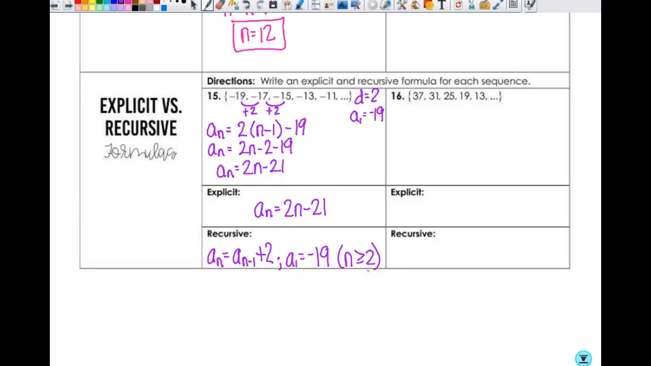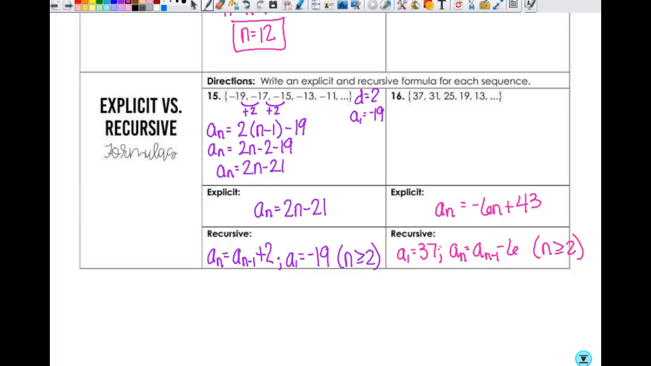And there you go. And I'll give you the answer to 16 if you want to do it. If not, you can move on. But you would have a sub N equals negative 6N plus 43, if you want to make sure you understand this. And then A1 is equal to 37 here. A sub N is equal to A sub N minus 1 minus 6, and N is greater than or equal to 2.